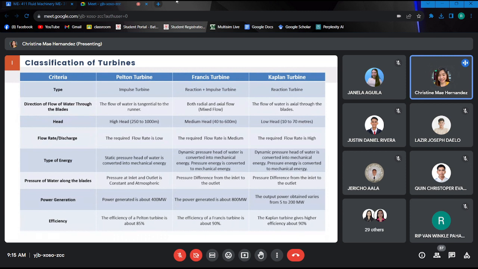So, yung head natin, pag sinabing Pelton turbine, high head talaga siya, pero kabaliktaran yung flow rate natin pag Pelton. Siya ay meron siyang flow rate or yung discharge flow rate na low lang siya. Pero pag si Francis, parehas siyang medium. So, Francis, medium-medium yung head and yung kanyang discharge. While si Kaplan, meron siyang low head, pero mataas naman yung kanyang volumetric flow rate. Okay, so ang pinakamataas na efficiency dito is si Kaplan talaga. So, the Kaplan turbine gives higher efficiency, about 90%. While ang pinakamababa naman is si Pelton turbine.